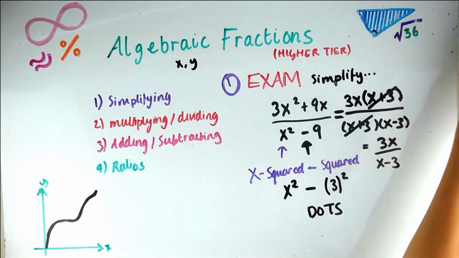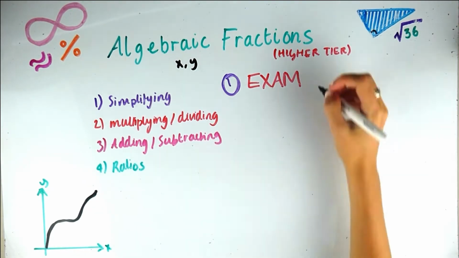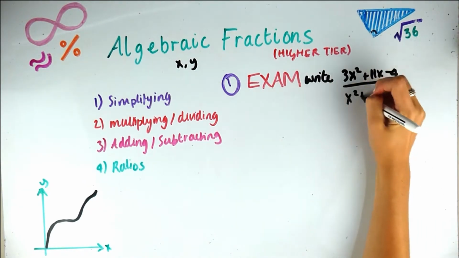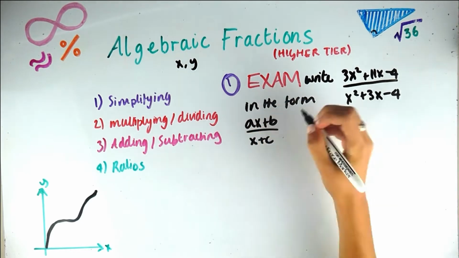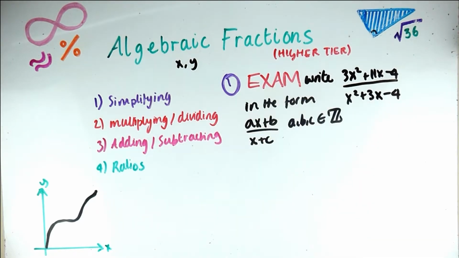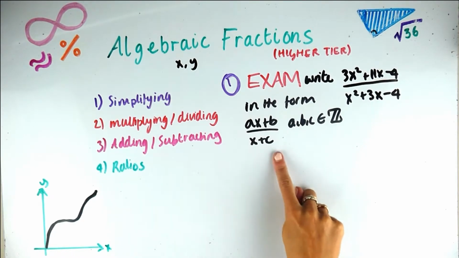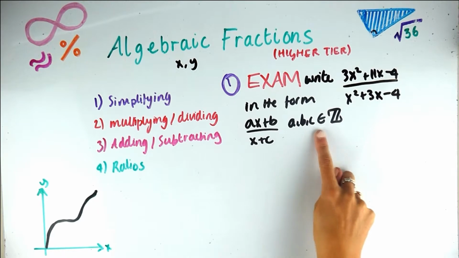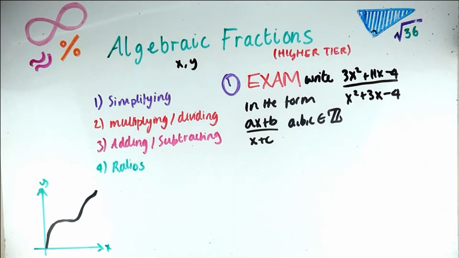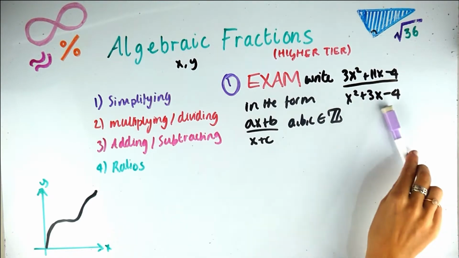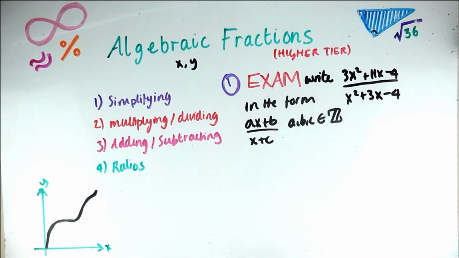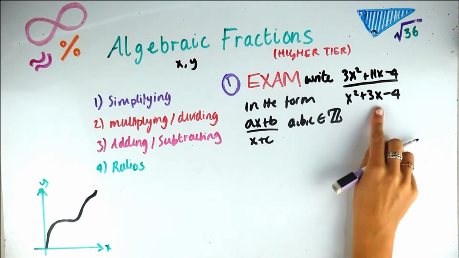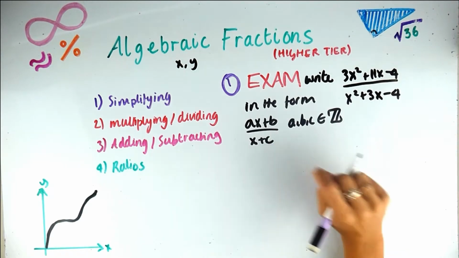So let's do another one. Okay, so we've got 3x squared plus 11x minus 4 all over x squared plus 3x minus 4, in the form x plus b over x plus c, where a, b and c are integers, where these numbers in here are integers. So that's another fancy way that they can say simplify that into something that looks like that.